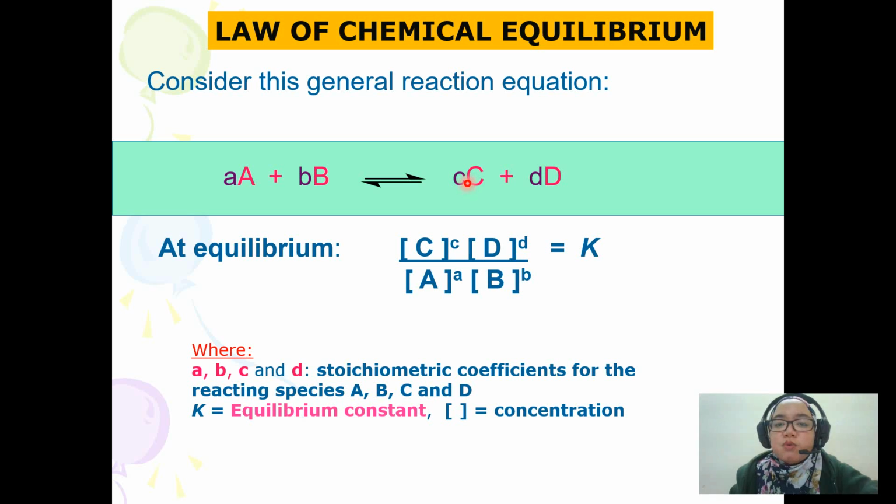Macam dia bagi tahu mol lah juga kan. So dekat sini, you kena buat the concentration of C to the power of small c times the concentration of D to the power of small letter d over concentration of A to the power of small letter a times the concentration of B to the power of small letter b. Okay, equals to equilibrium constant. So the square bracket shows the concentration.